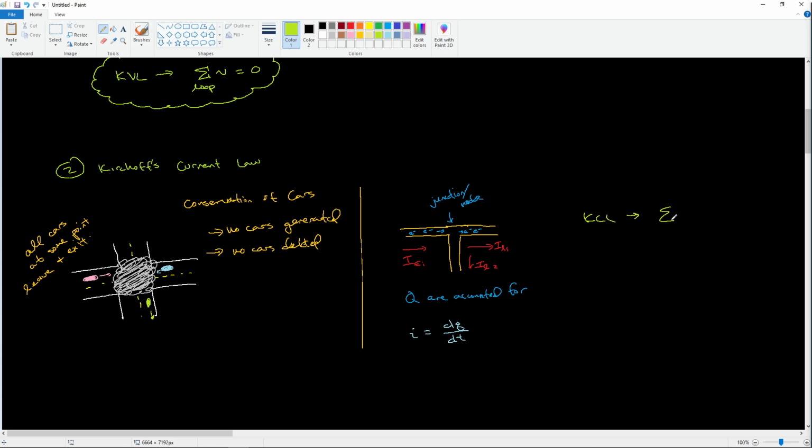So the sum of all of the currents entering or leaving your junction, actually what I should say is the sum of the currents entering will be equal to the sum of all of the currents leaving. So this is our junction or node rule, KCL.